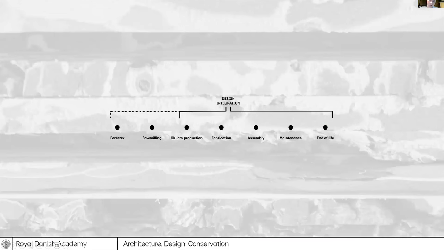whereas the PhD sought to address the production and composition of these custom glue laminated composites, the next question was, what if this reach of the design was stretched even further back? So how could we integrate even earlier steps in the value chain back to the forest? So sawmilling and forestry.